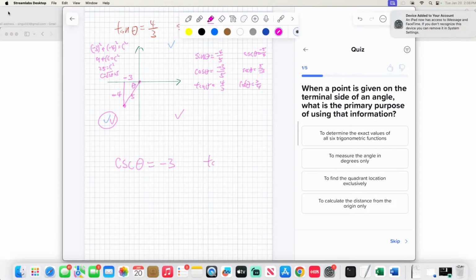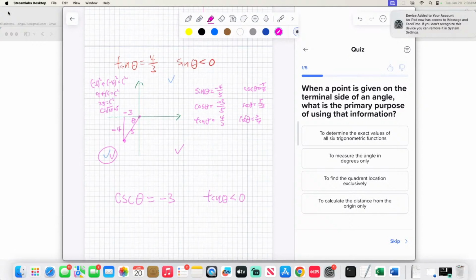And the tangent theta, I am going to choose less than 0, which is a little bit more challenging. So first of all, I have a check system. This check system is very important to decide which quadrant it would be. So you have to decide which quadrant.